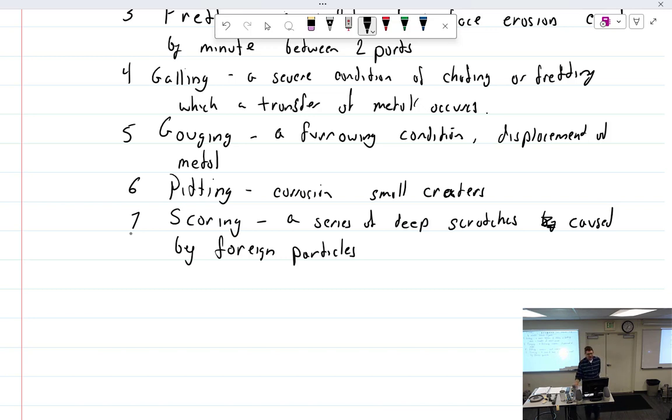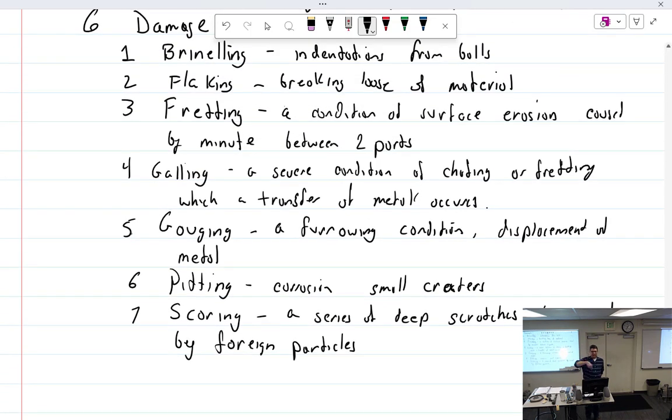You got all these things and you see it. It's got this big scrapey part where metal's gone. You're like, well, I don't know if it's flaking or fretting or galling or gouging or pitting or scoring. Damage. Yeah, you got some damage there. What kind of damage? Bad damage. That's what kind of damage.